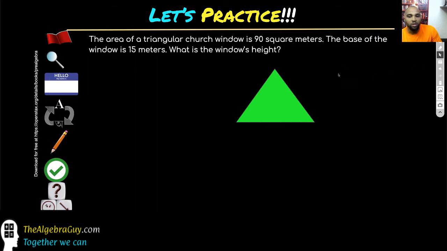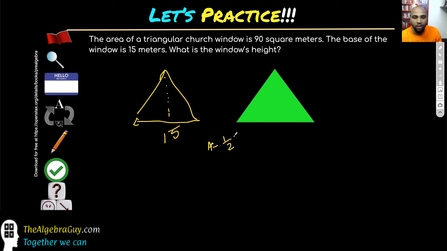The area of a triangular church window is 90 square meters. The base of the window is 15. What's the height? Now, even though you can't see it or know what it looks like, we can still figure it out because we've got two pieces. We can say area equals 1/2 base times height. The area of the triangle is 90, 1/2, the base they said was 15, so we're looking for the height.